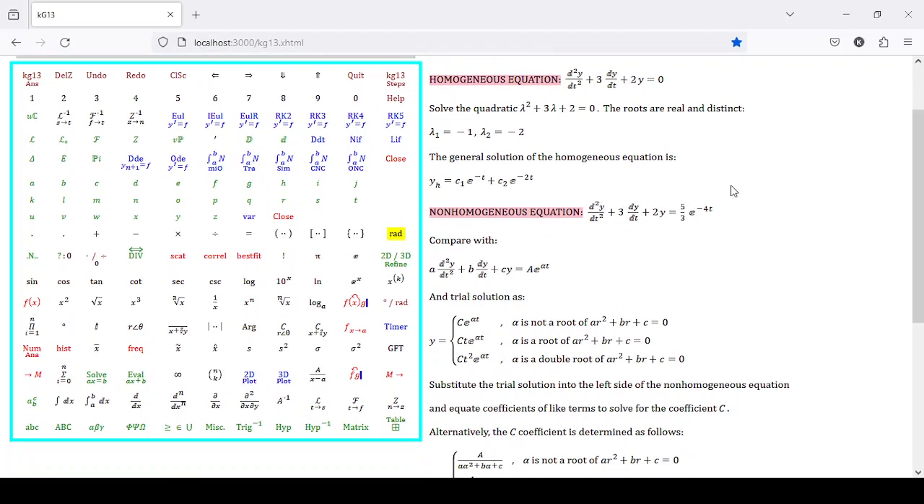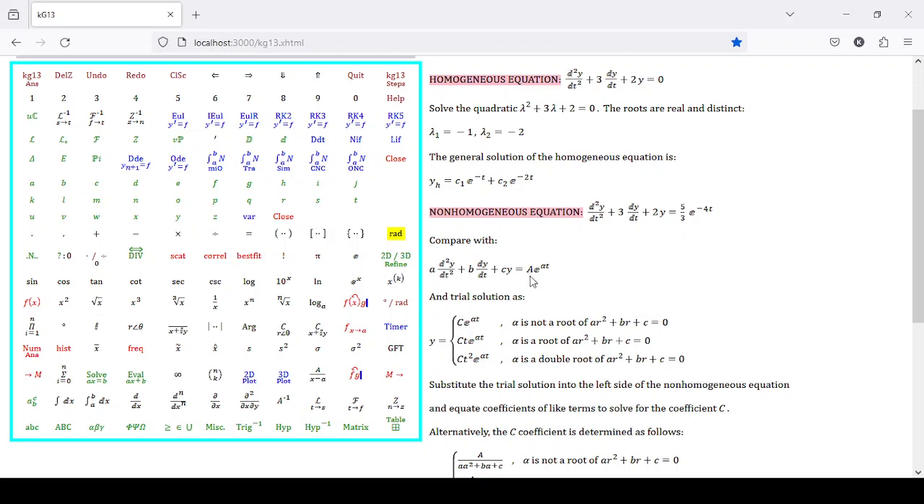Now we compare this particular problem of ours with this general form here: a, second derivative of y with respect to t, plus b, first derivative of y with respect to t, plus c times y equals A e to the alpha t. Take note that a is the coefficient of the second derivative. In our case here, it is 1. b is the coefficient of the first derivative. In our case here it is 3. c is the coefficient of y. In our case here, it is 2.